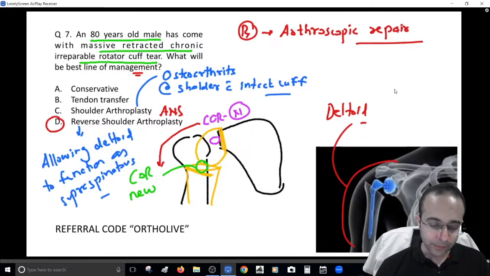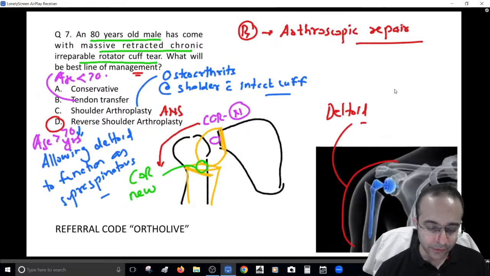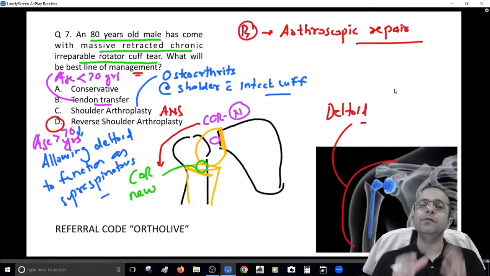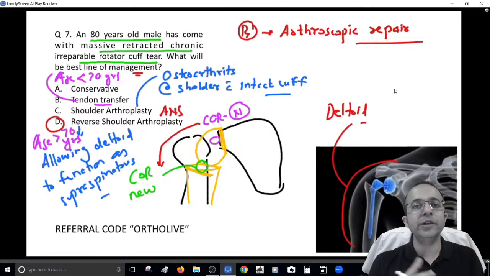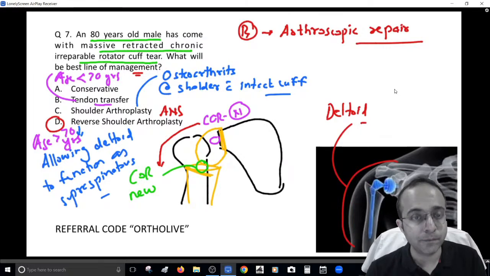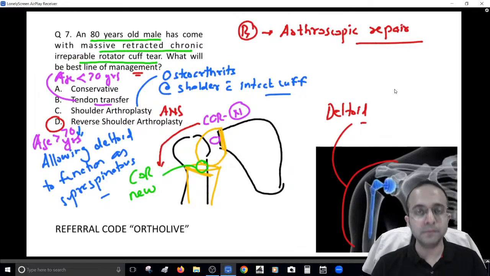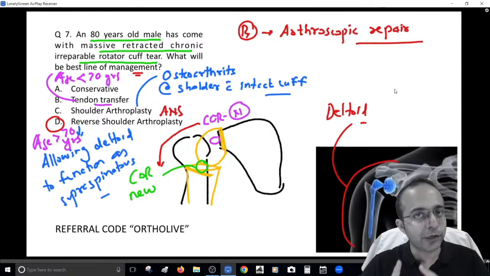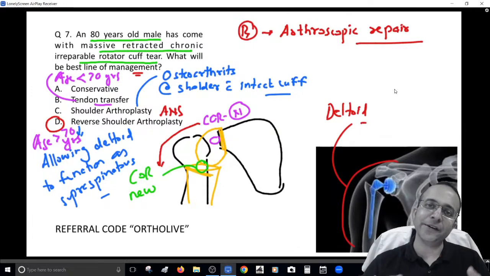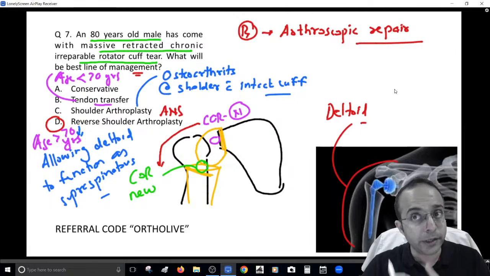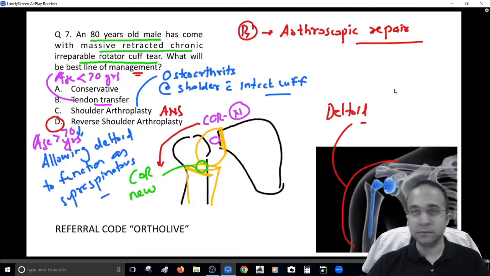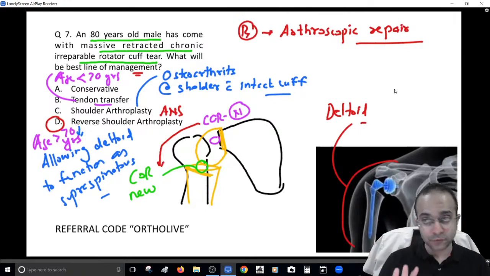The only problem is that to do a reverse shoulder arthroplasty, the age has to be over and above 70 years. In case the age is under 70 years, we go with tendon transfers. We use some spare tendon to reconstruct the supraspinatus tendon because the supraspinatus itself is irreparable. So young people are candidates for tendon transfers. Old people are candidates for reverse shoulder arthroplasty in irreparable rotator cuff tears. So are you guys clear with this topic also? Clear with this rotator cuff part?